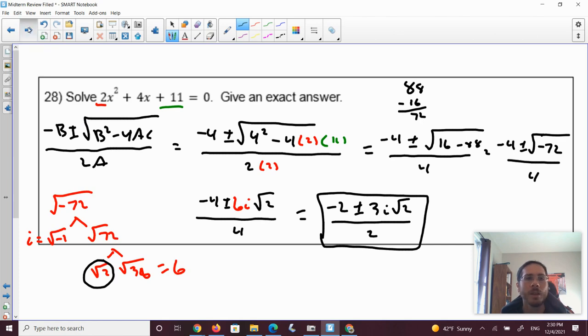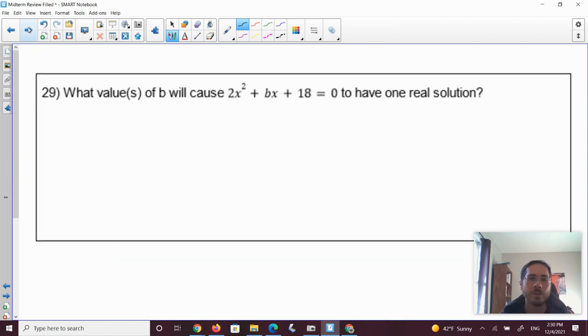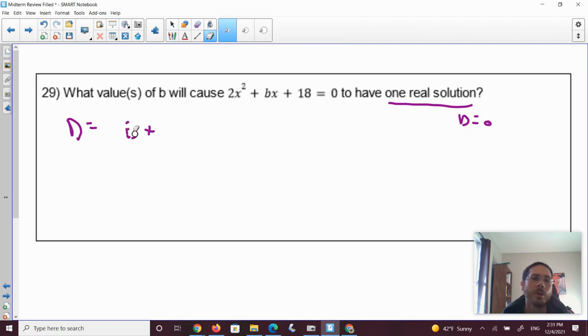All right. Next, we got 29. What values of b will cause 2x squared plus bx plus 18 equals 0 to have one real solution? In this case, the idea is we want to set the discriminant equal to 0. So the discriminant formula is, that's right in the quadratic formula, b squared minus 4ac.